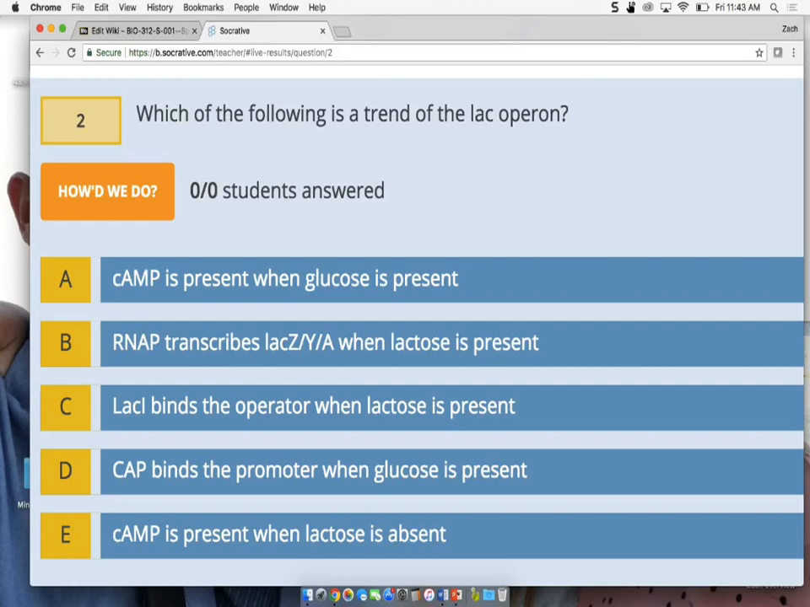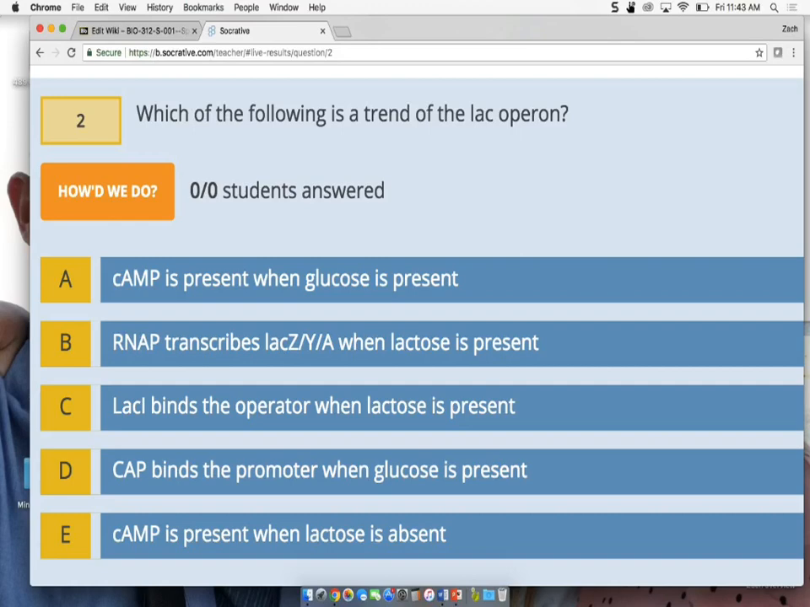CAP binds to the promoter when glucose is absent, exactly. It's when cyclic AMP is around. B is the best answer here because lactose, when it's present, what happens to LAC-I? It doesn't bind, which allows for the RNA polymerase to begin transcription.